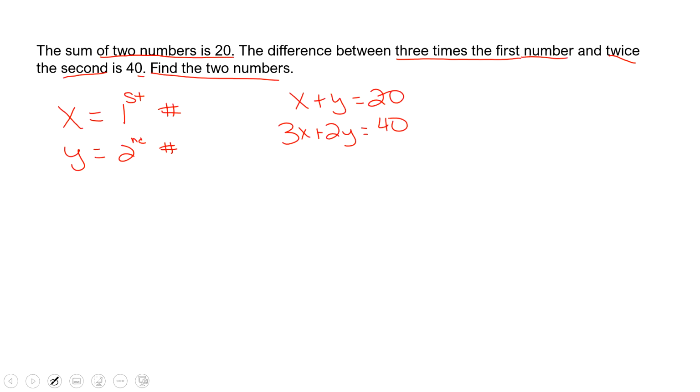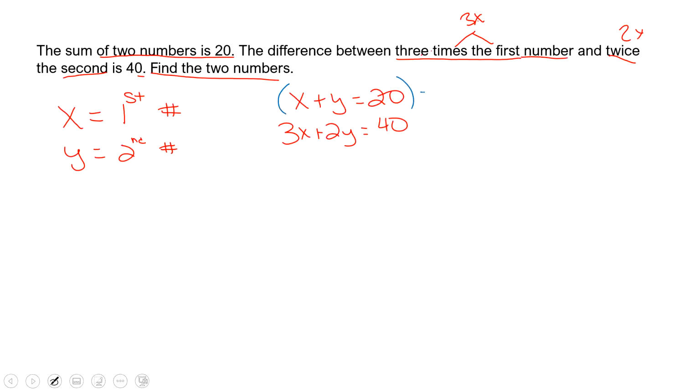So that's our equations. That's what they tell us. 3 times the first number, so 3 times x. This is 3 times x, so 3x. Twice the second number is 2x, and it equals 40, so we have that. Now we just go into our methods of solving.